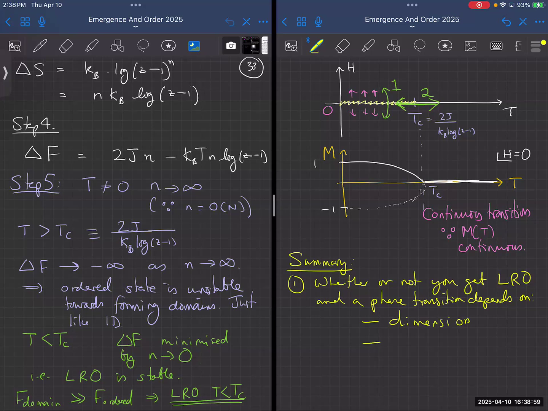And then what else does it depend on? Yes, it does depend on temperature, a phase transition at a non-zero temperature. But whether or not you get that, what else does it depend upon? The range of interactions, exactly.